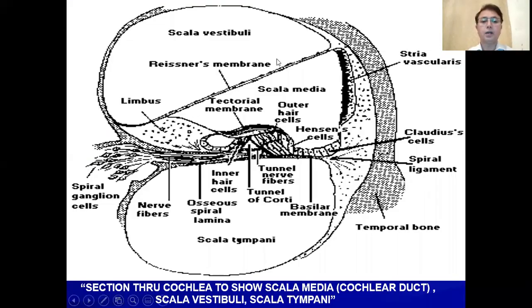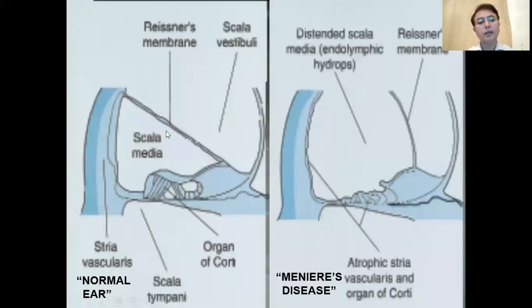This is the organ of Corti. If you see the 2.5 turns of the cochlea, this is the endolymphatic sac, scala vestibuli and scala tympani that is having perilymph. It's a normal scala media that contains endolymph.